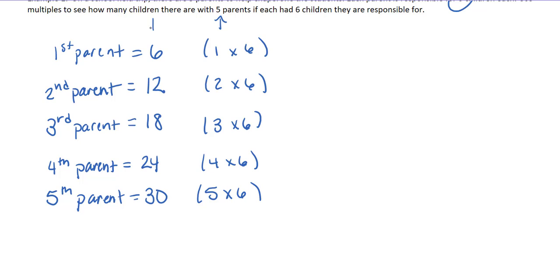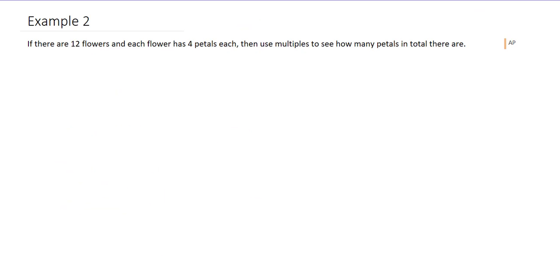So notice that right here, we're adding just 6 to each number as we go down. Or you can see how multiplication is just repeated addition, and this kind of confirms it, or shows it in a different way. So for 5 parents, and if there are 6 children to each parent, there would be 30 children total. So now let's look at another example.